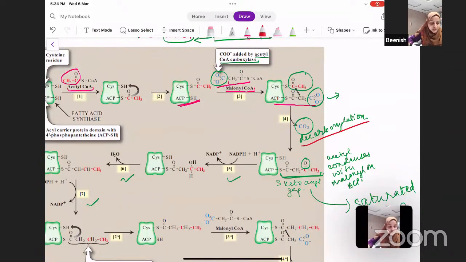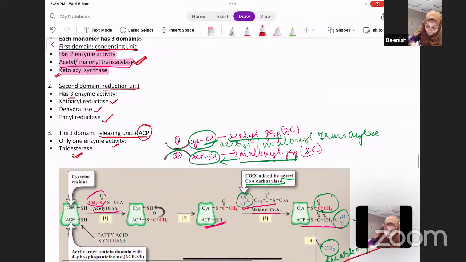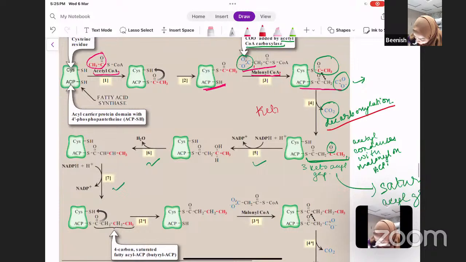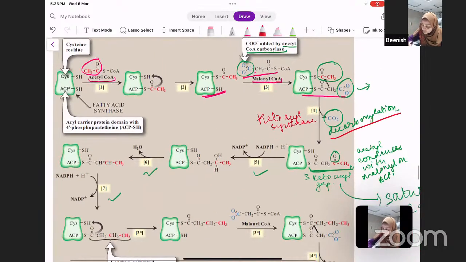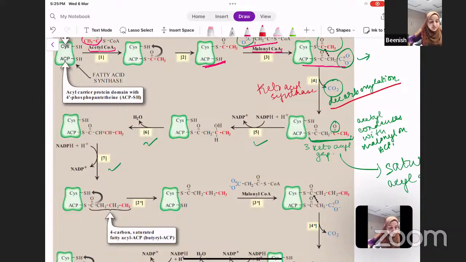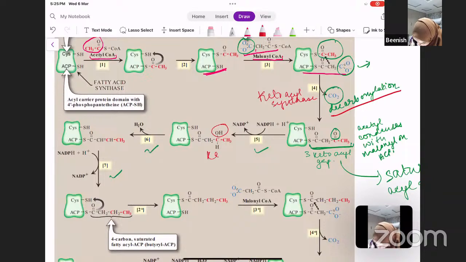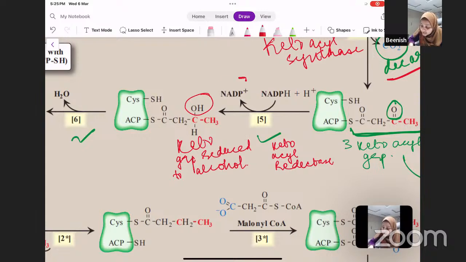And for this decarboxylation step, the enzyme was ketoacyl synthase, which is the condensing enzyme. Ketoacyl synthase. See here. Now in the next step, what is happening? Your keto is being reduced. This keto group is reduced to an alcohol, and the enzyme is ketoacyl reductase. And in this reaction, NAD plus is being produced.